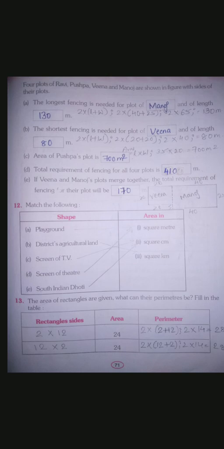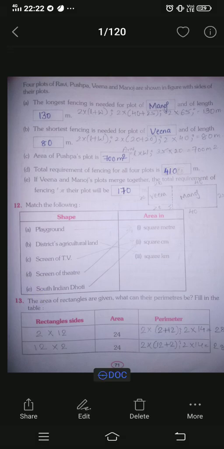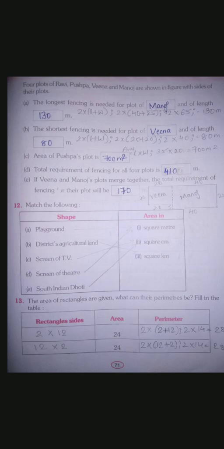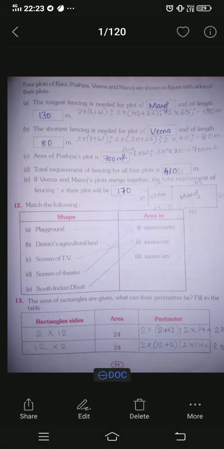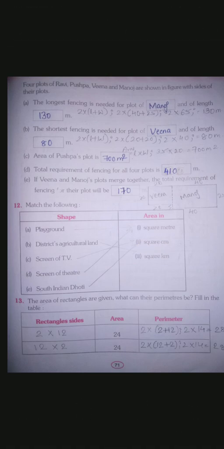And next up is South Indian dhoti. They are not talking about the normal dhoti, because I have heard that the normal dhoti is much larger. They clearly mention South Indian dhoti. A South Indian dhoti is approximately 1.5 to 2 meters. I don't know the exact size, I am just giving you the approximation. If you want to measure it in squares, I think square centimeter will be your answer for South Indian dhoti.